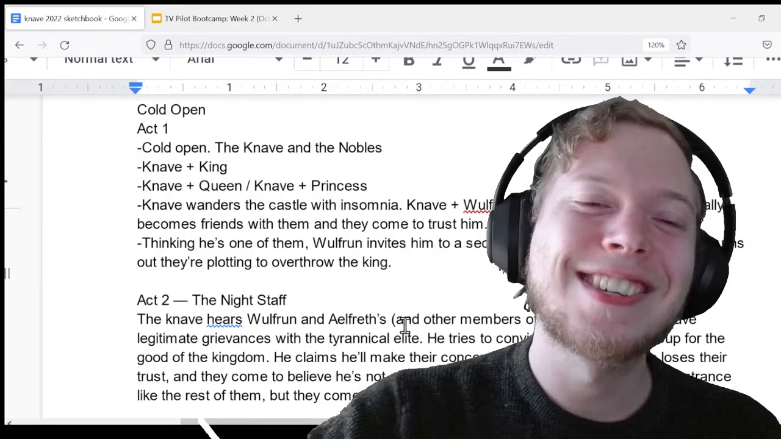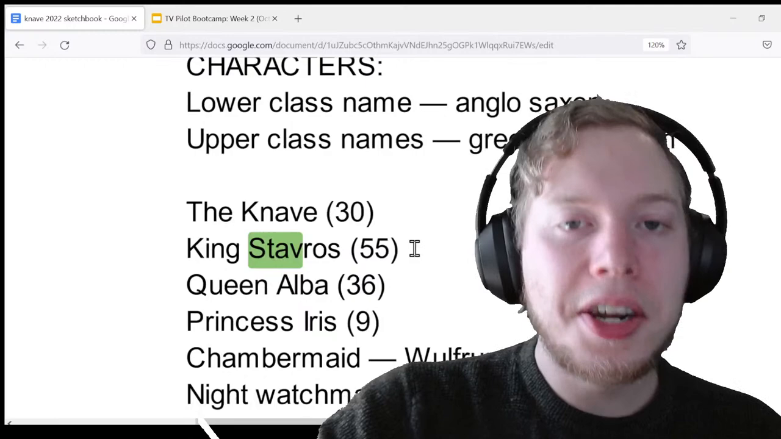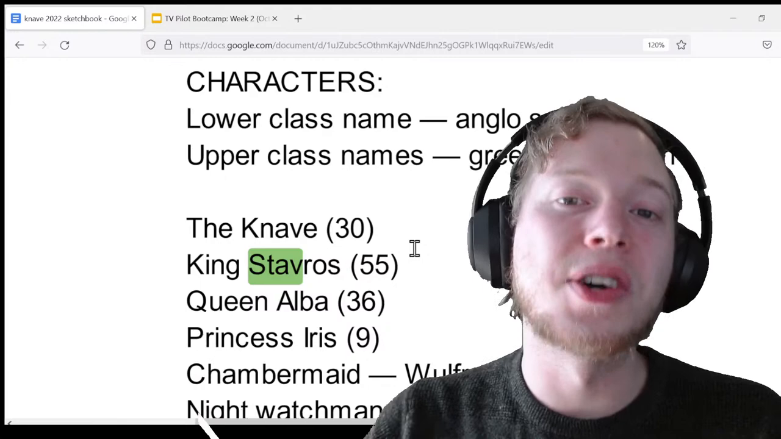Let's look at the character list. Where did I have the character list? Here we go. Okay, so we've got the Knave. He's our main character here. We've got a division in the cast. As any show set in a castle is going to have a distinction between upstairs and downstairs, right? So we have the upper class, which are going to have more Anglo-Saxon type names.